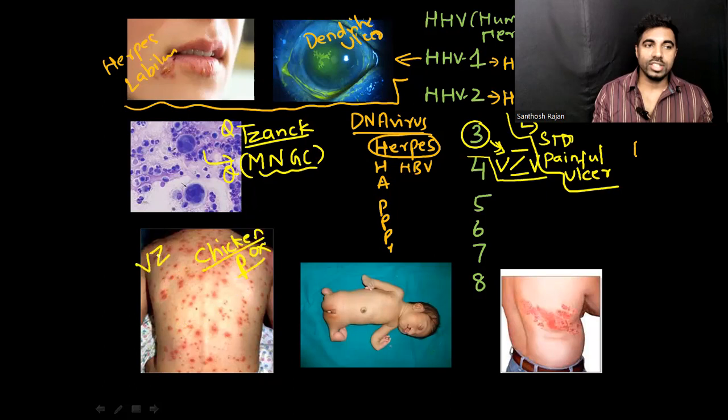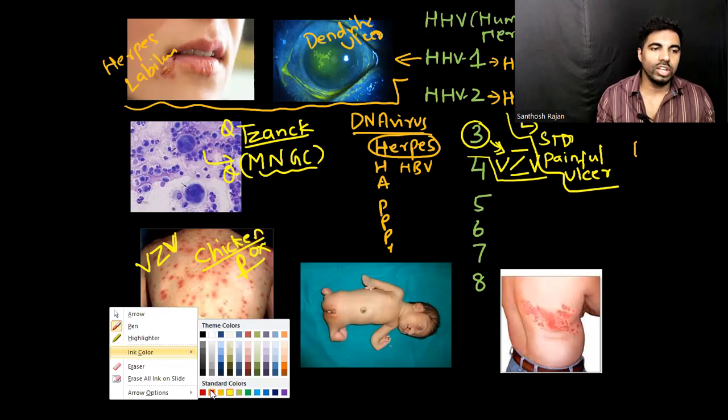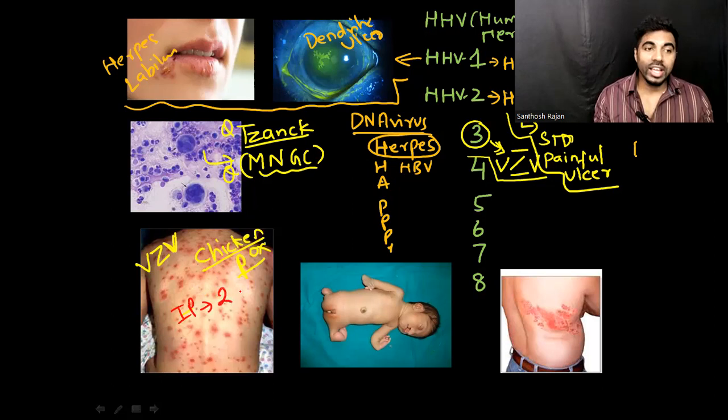Then, what is the infective period? For varicella zoster, the infective period is a frequently asked question. When someone gets chickenpox, when is the infective period? You should know it. The infective period is usually 2 days before the rash and 5 days after the rash. Please remember this. That's the question they can ask.